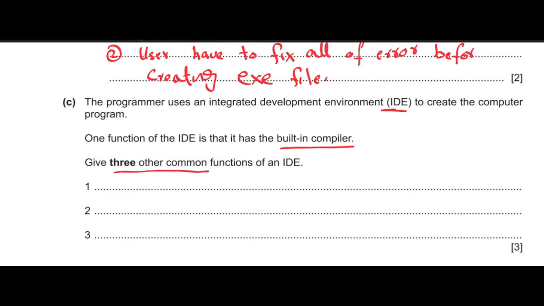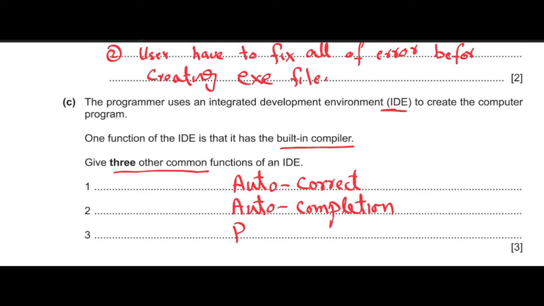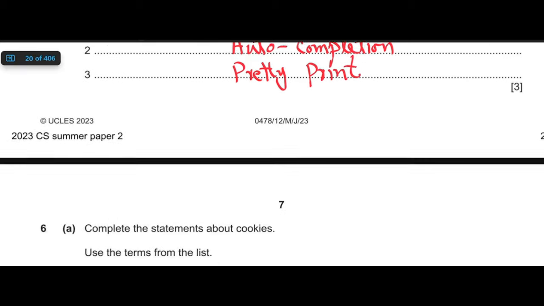This is very easy. The first function could be autocorrect. Then we have auto completion, and the third one could be pretty print. Pretty print, that is the option C. Let's move to the next one.